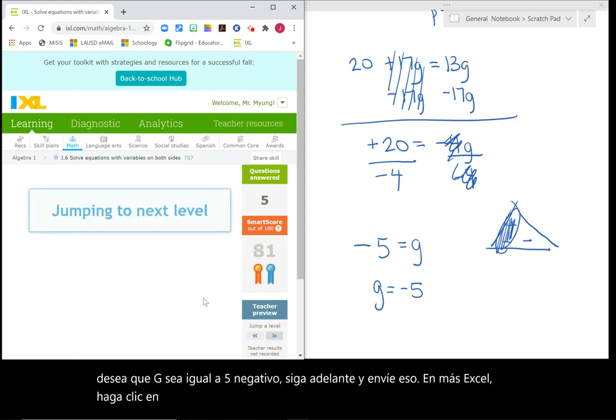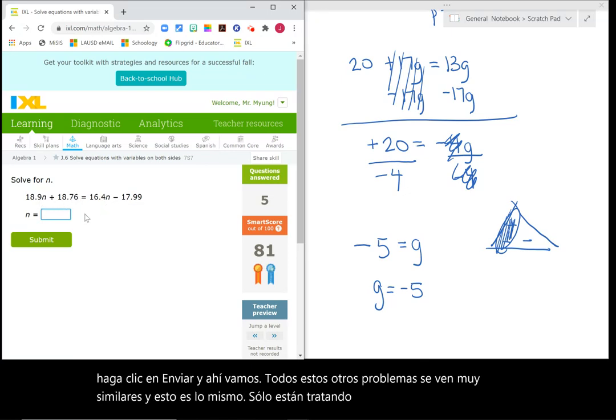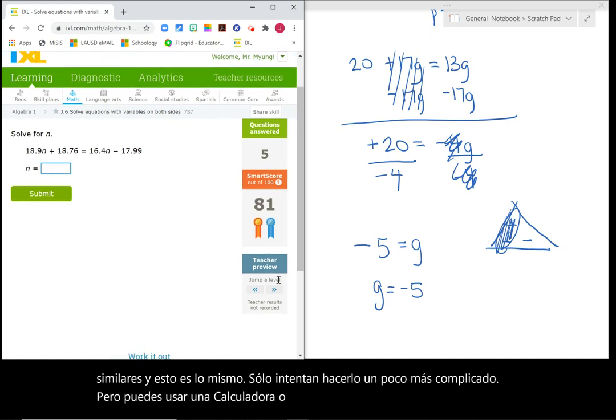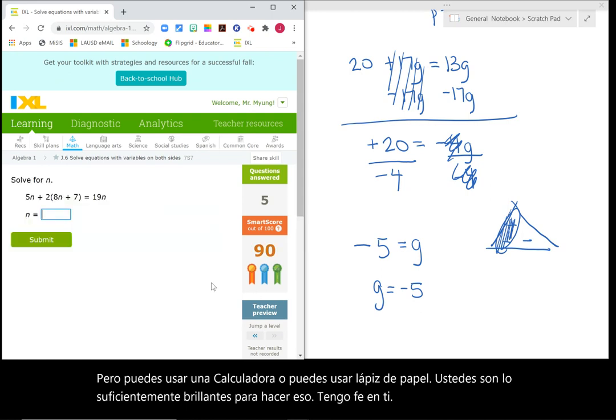These other problems all look very similar, and this is the same thing. They're just trying to make it a little bit more complicated, but you can use a calculator or you can use paper and pencil. You guys are bright enough to do that. I have faith in you. And that should take care of this.